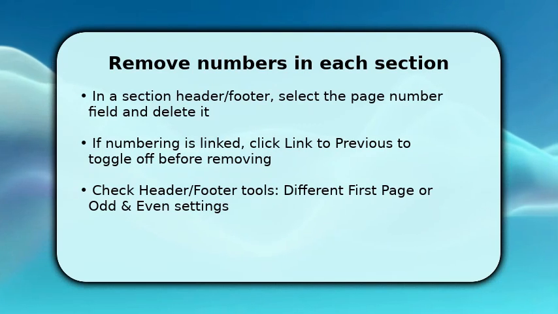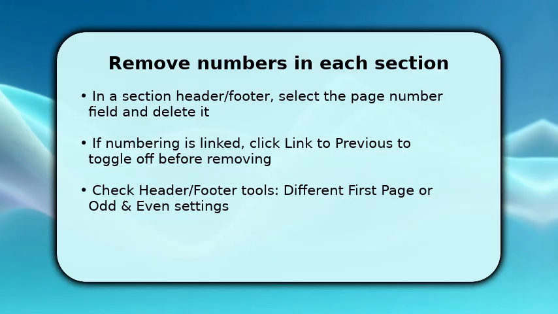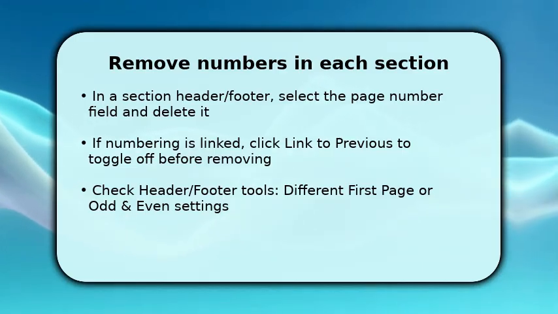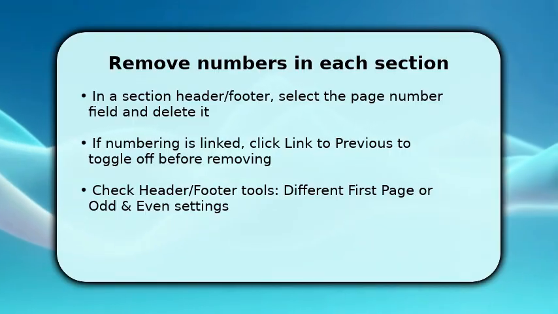You now remove numbers section by section so you don't break unrelated formatting. First, toggle off link to previous when a section inherits numbering. This isolates edits. Then select the page number field in that header or footer and delete it.